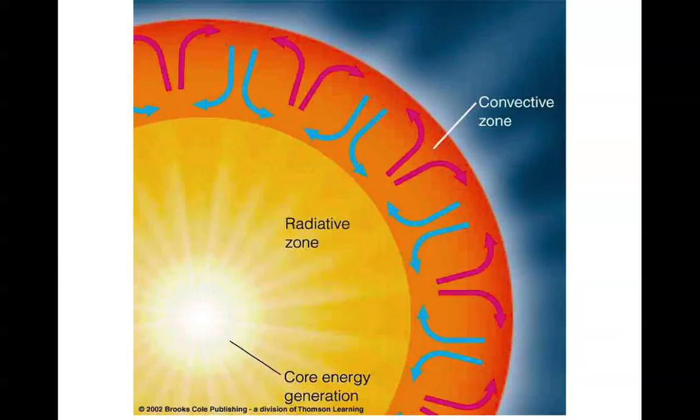So this hotter zone expands, the gas becomes buoyant, it rises up, it gets to the photosphere of the sun, where the sun again becomes very transparent, and at that point it can radiate away the energy, cool off, and drop back down again.